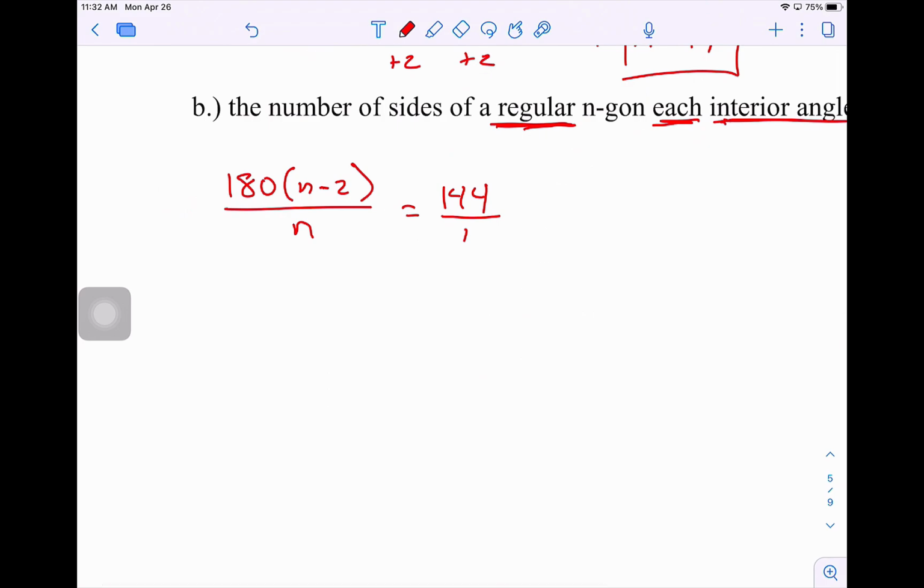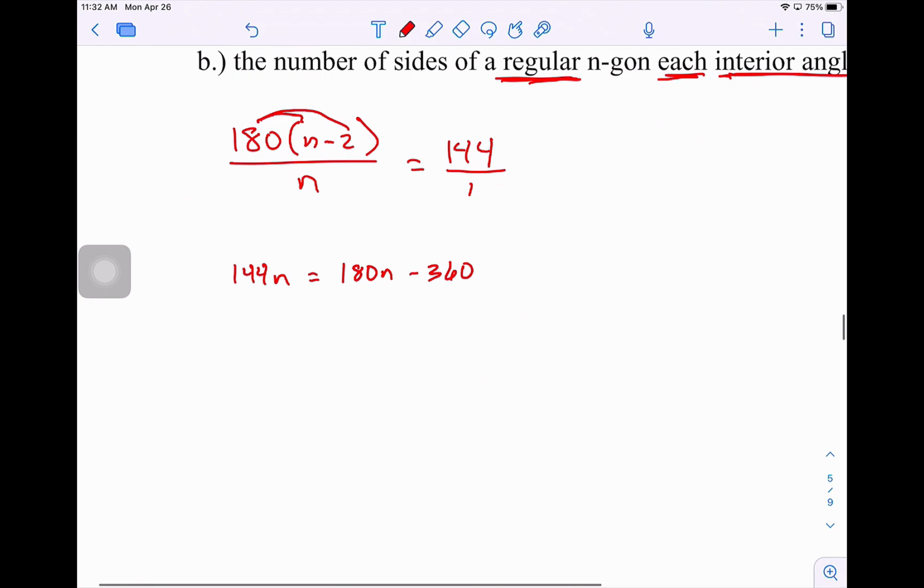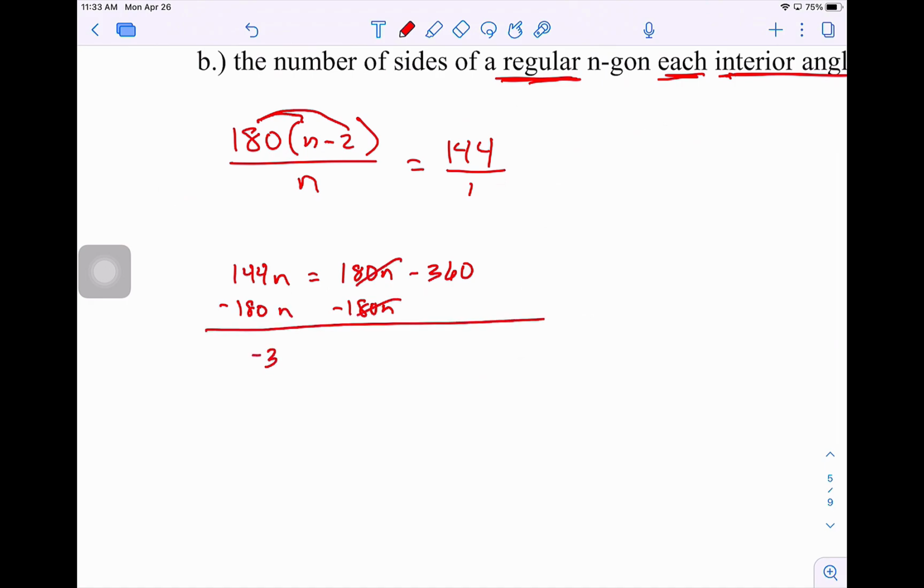So if we cross multiply, I get 144 times n. So 144n is one diagonal. Okay, that's those two. Well, then when I multiply the other diagonal, the 1 times the 180 times n minus 2, in this case, I am going to take the 180 and distribute. Okay, so I end up with 180n minus 360. And now we're back to an equation that we can solve. Notice I've got n's on both sides, so I need to get them on the same side of the equation. We're going to subtract 180n, moving all the n's to the left-hand side. We get negative 36n equal to negative 360.